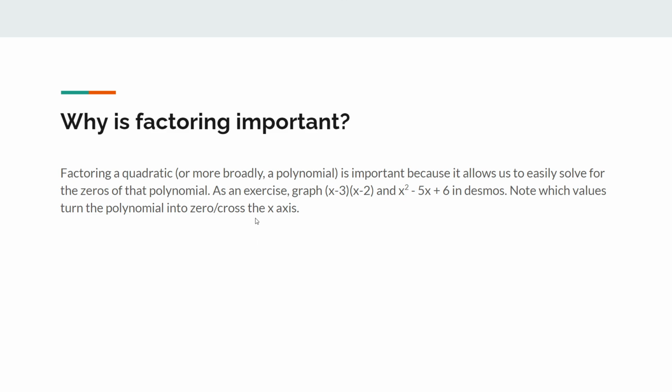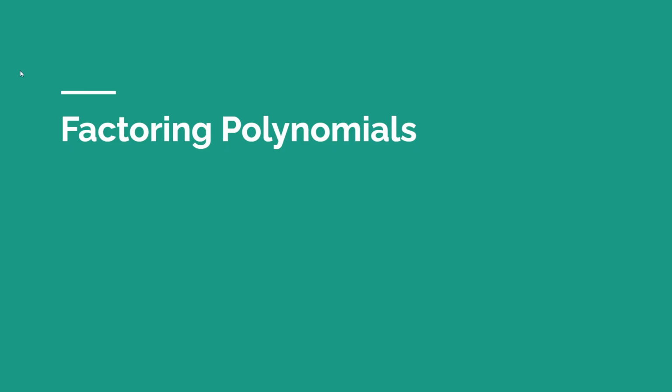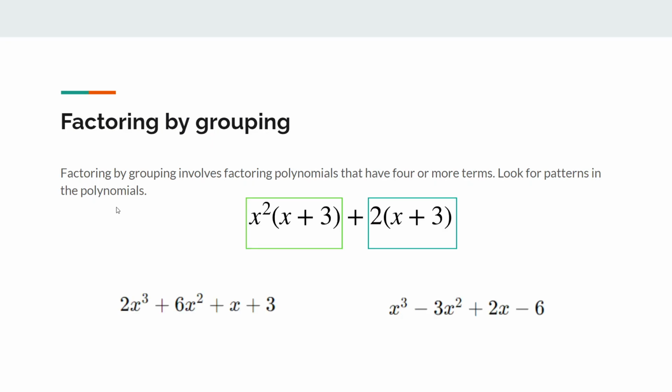But going on, factoring polynomials is really important. One way is factoring by grouping, right? I'm not talking about factoring quadratics, because everyone here already knows how to do that. That's why the last video exists. But factoring by grouping is important because it involves factoring polynomials with 4 or more terms.